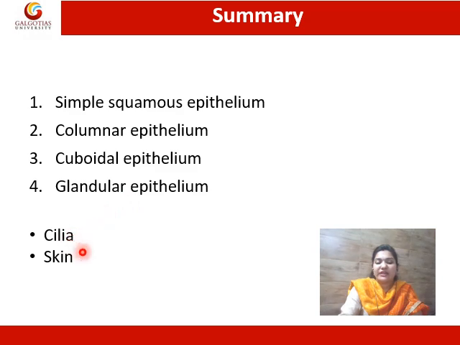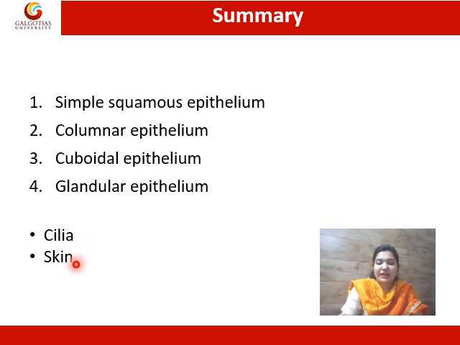In addition, we discussed the skin and cilia also. We have discussed that skin is made up of simple squamous epithelium, but simple squamous epithelium is delicate, and our skin cannot have this type of delicate covering. So there is a layer by layer arrangement of squamous cells which forms the outer layer of skin.